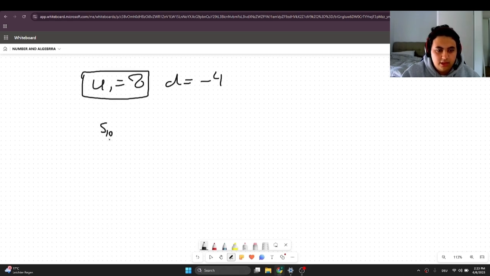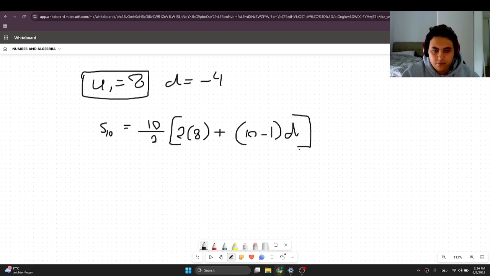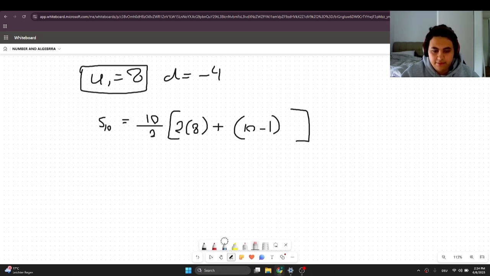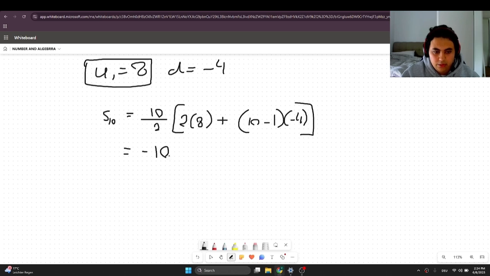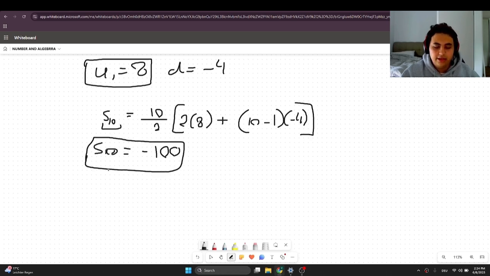Now we need to know what the sum of the first 10 terms is. So we're going to simply use our equation: 10 over 2 multiplied by 2 times u1, which is 8, plus n minus 1, which is 10 minus 1, times d, sorry, times negative 4, because d is negative 4. All of that will give us negative 100. So the sum of the first 10 terms is negative 100, and therefore we have solved the question.